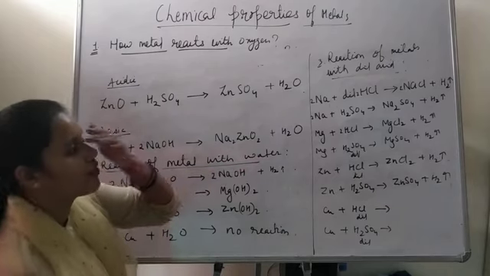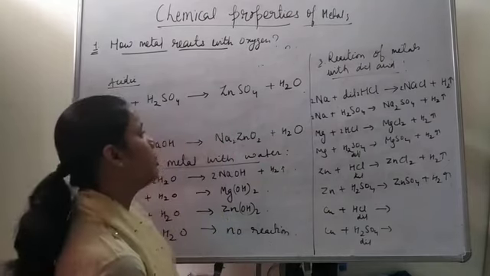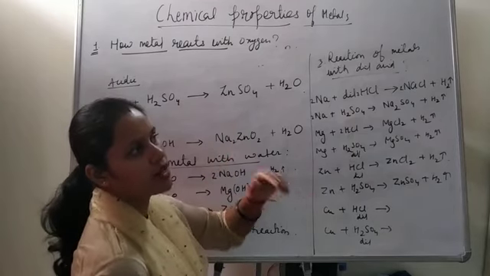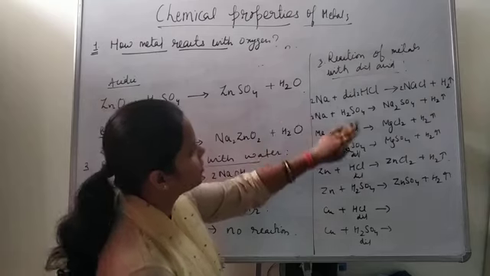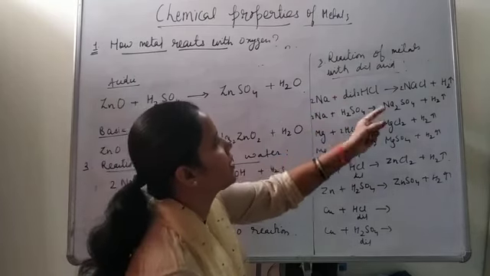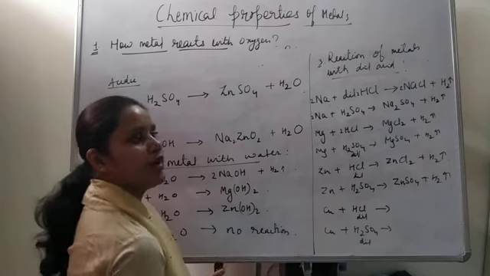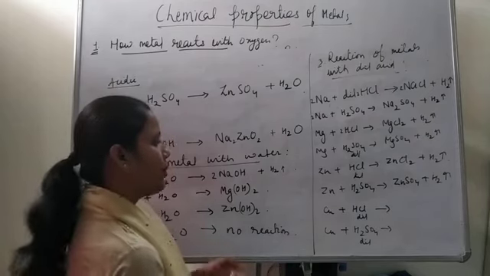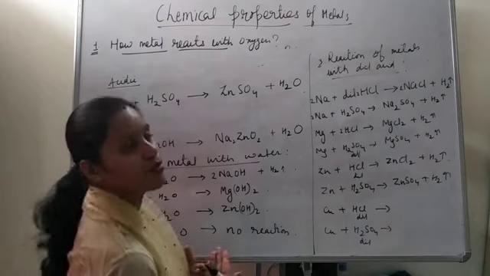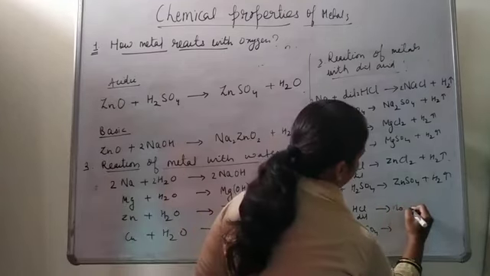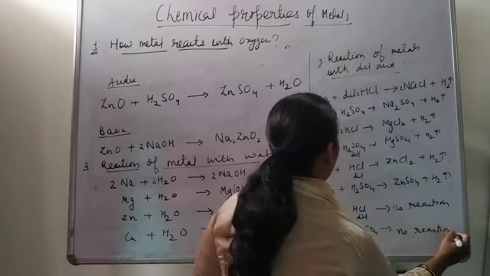In all these reactions, what we are seeing is that sodium is more reactive. In the next video, we will be studying the reactivity order. All the metals which are more reactive than hydrogen can easily displace hydrogen. In these reactions, sodium is displacing hydrogen, magnesium is displacing hydrogen, zinc is displacing hydrogen, because they are more reactive than hydrogen in the reactivity series. But copper is not going to displace hydrogen from acid, so there will be no reaction.